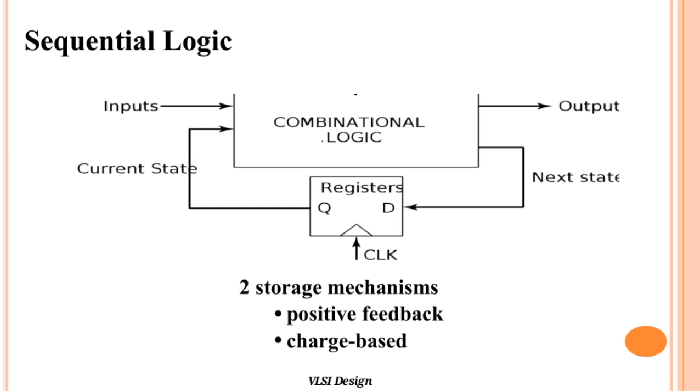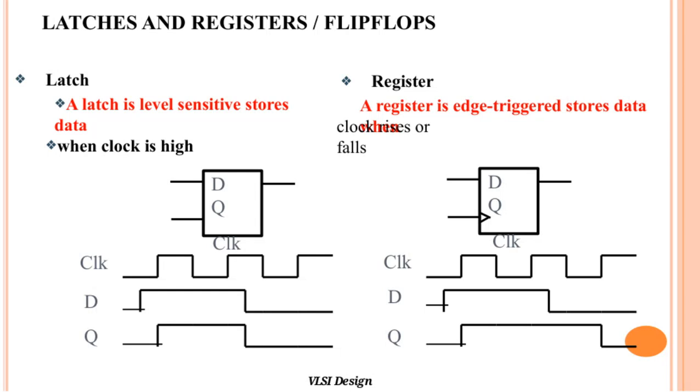reliable digital systems. Here we are looking at two fundamental types of data storage elements in VLSI design: latches and registers. First, let's talk about latches. A latch is level sensitive, meaning it stores data whenever the clock signal is high. So as long as the clock is at a high level, the latch continuously updates its output to follow the input. On the other hand, registers are edge-triggered devices.